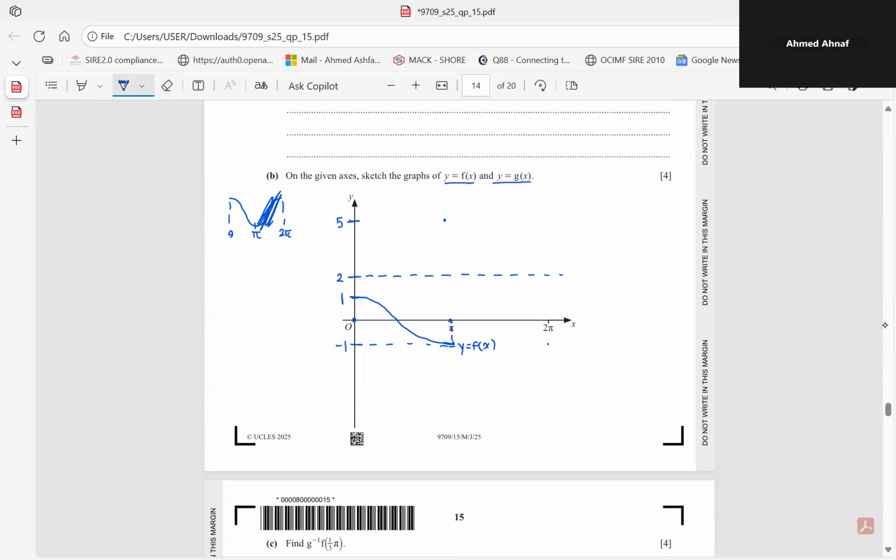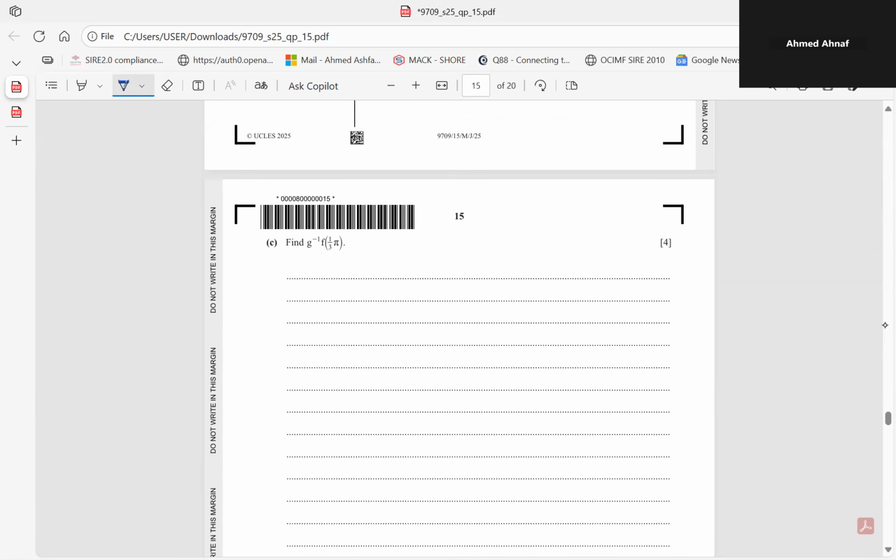Okay. We can now finally draw. So this should be in the middle. The curve should be passing through the middle of pi and 2 pi. So this is 3 pi over 2. Yeah. So this is our curve y equals g(x). Okay. So this is our final answer for this part. Let's head on to the next part.